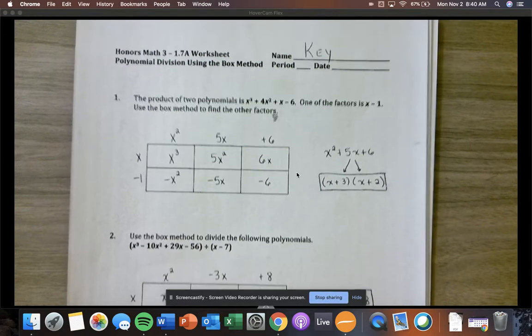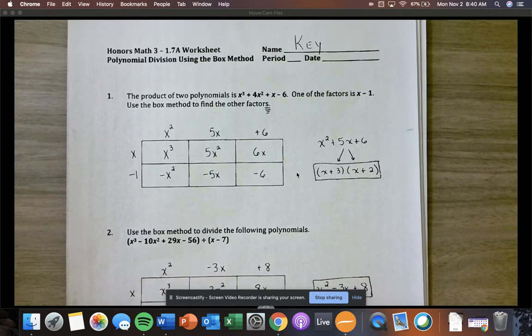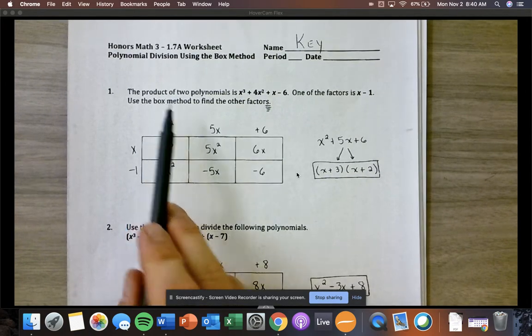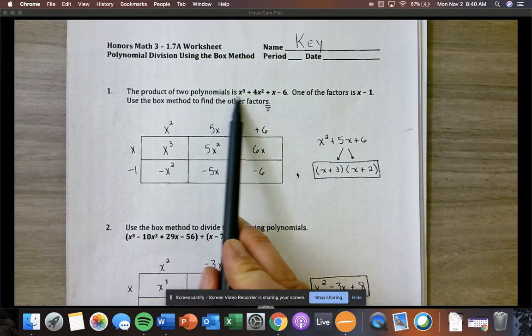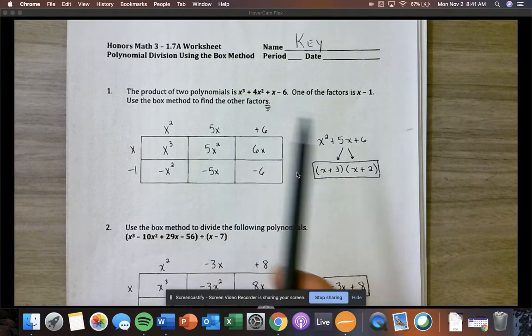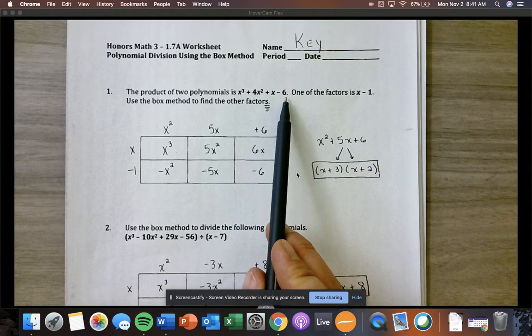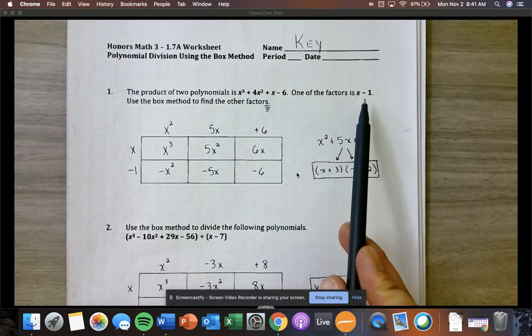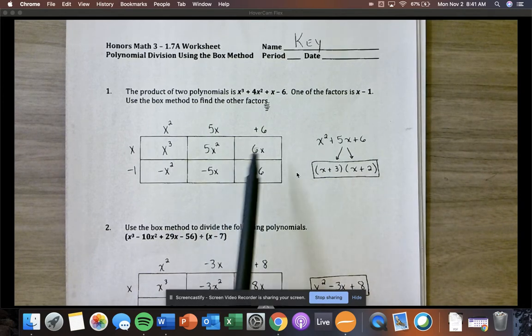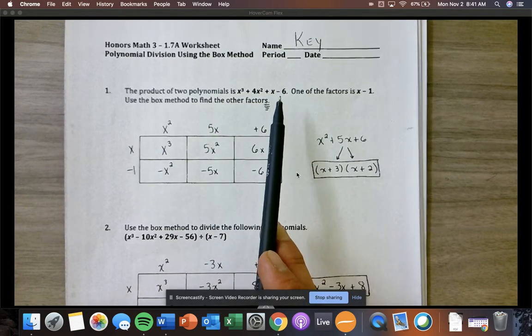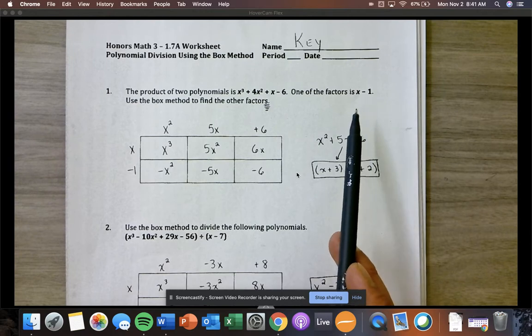So this is from 1.7a, and it's polynomial division using the box method. If we remember, when we're trying to divide using the box method, it gave us the answer x cubed plus 4x squared plus x minus 6, and it told us one of the factors is x minus 1. We need to use the box method to find the other factor. So pretty much what we're saying is we're taking this function and we're dividing it by x minus 1.